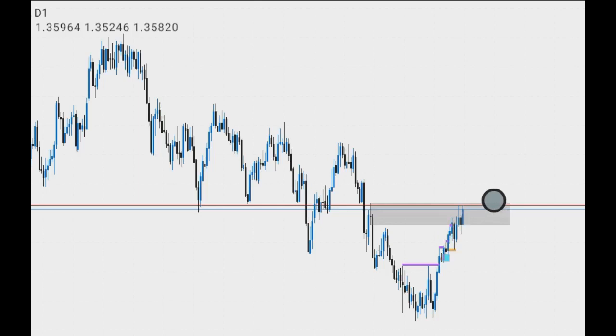All right, guys, that is the whole process of my trading strategy. I keep it simple. Guys, try to simplify your trading system. The more simplistic your trading system is, the more profitable it will be for you and the more consistent you will be in the market.